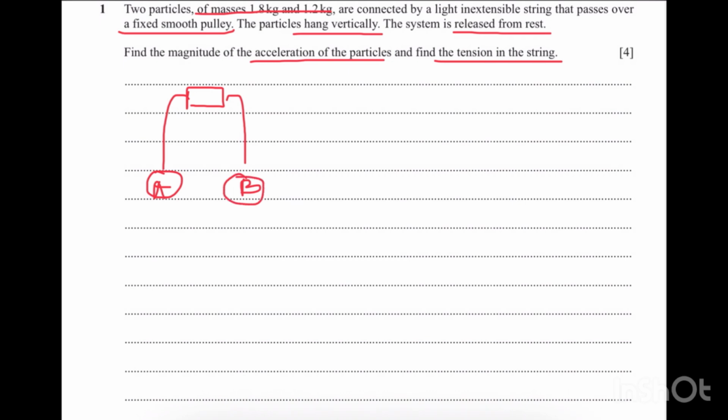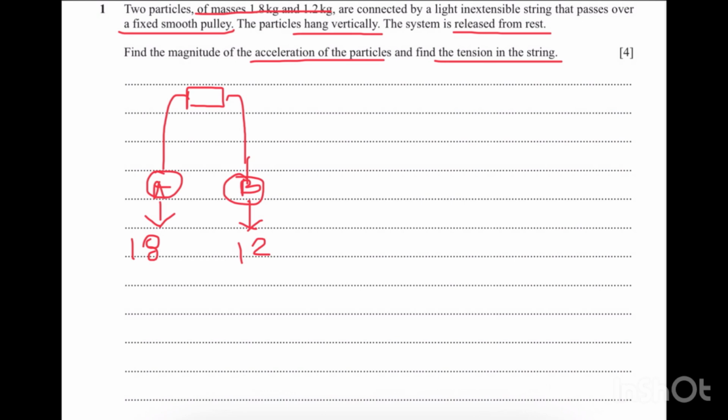So they both hang vertically and the first particle's mass is 1.8 kg. That means that it will exert a downward force of 18. The second particle, whose mass is 1.2, thus will exert a downward force of 12. Now there is also tension in the string, and the tension applied on the right side of the string will be the same as the one on the left.